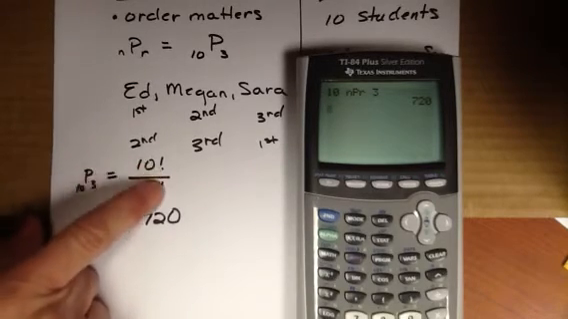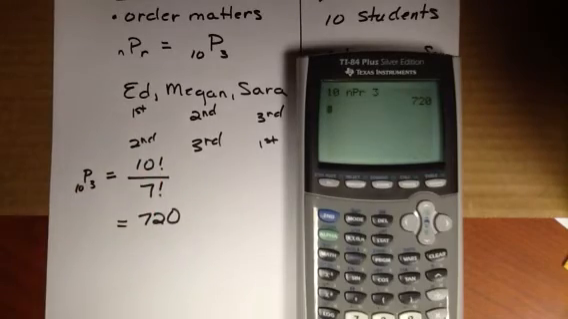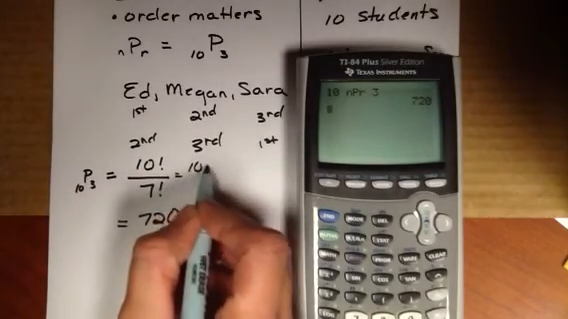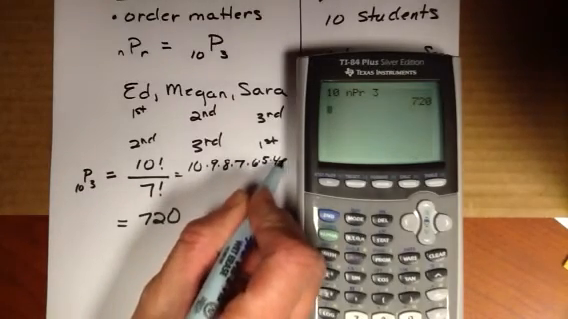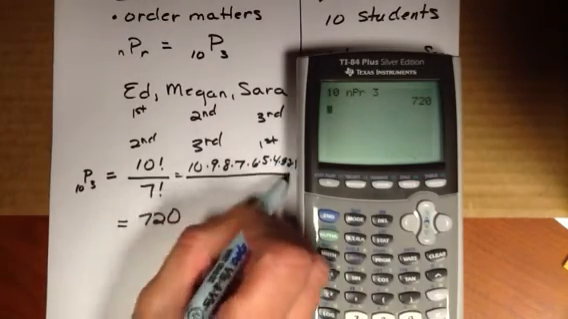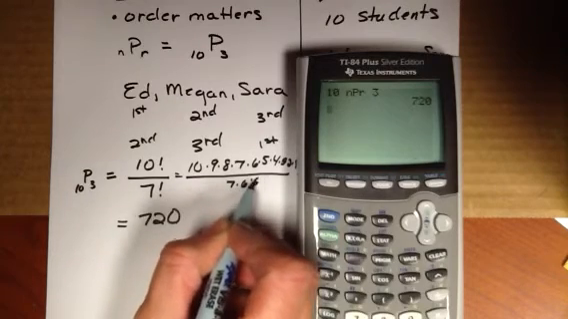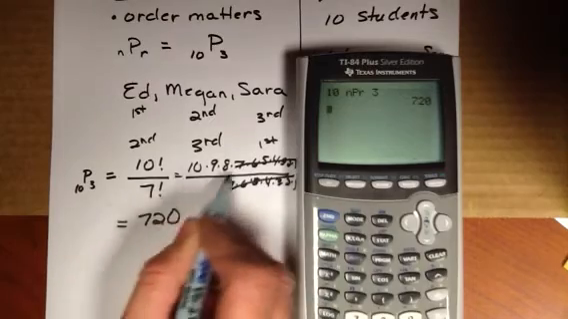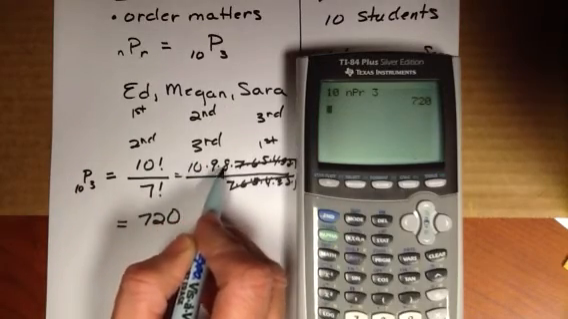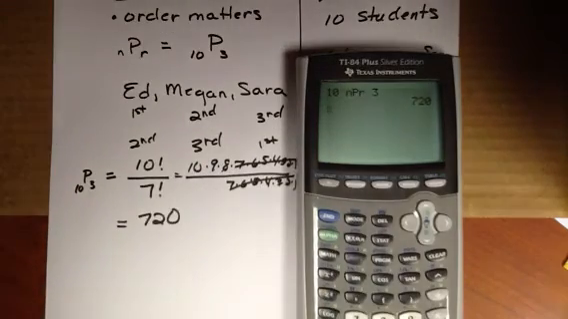You can also use the factorial instead. Remember, writing this out would have been 10 times 9 times 8 times 7 times 6 times 5 times 4 times 3 times 2 times 1. That's what a factorial means. Over 7 times 6 times 5 times 4 times 3 times 2 times 1. These all cancel, and we're left with 10 times 9 times 8. 9 times 8 is 72 times 10.